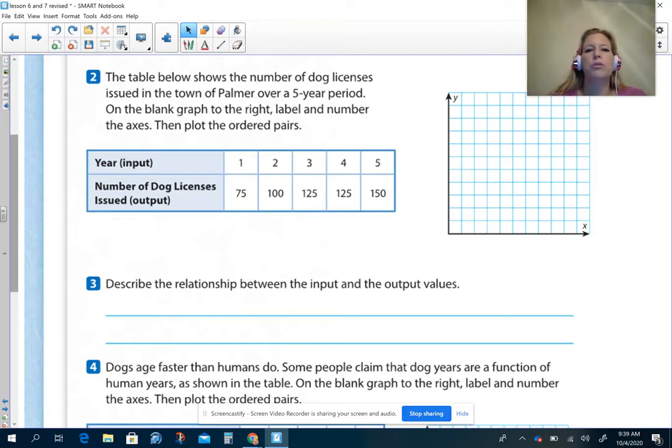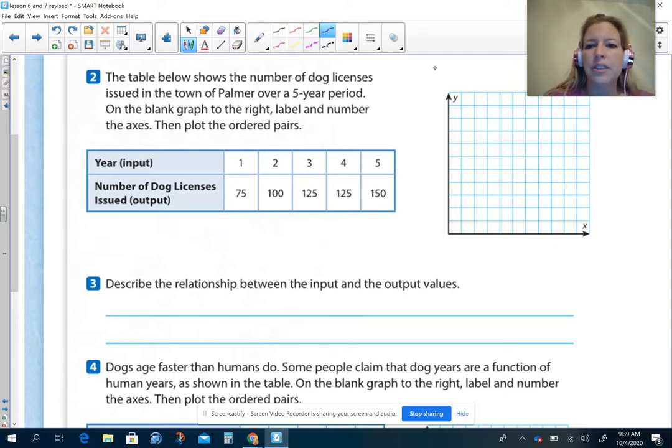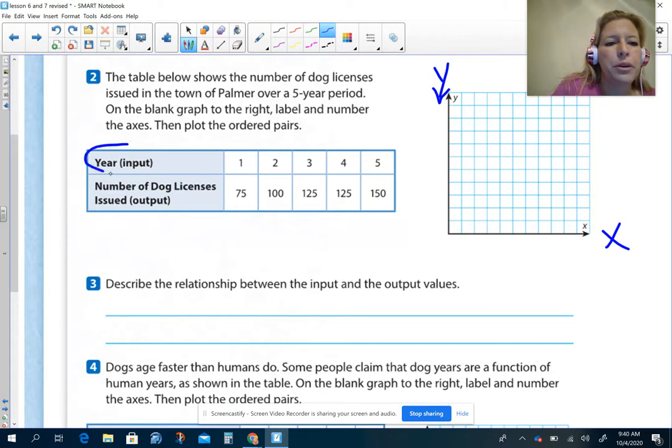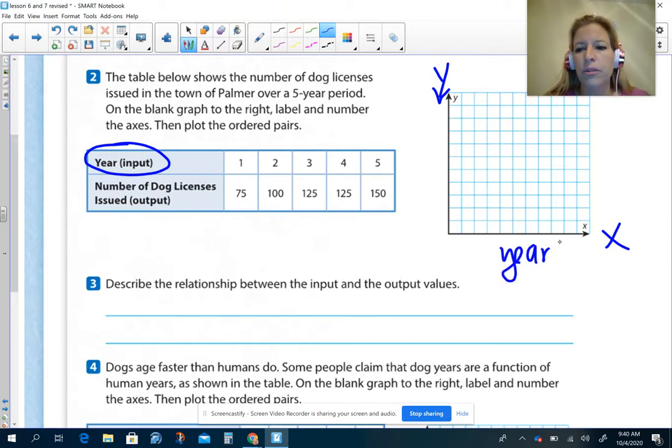So the table shows the number of dog licenses issued in the town of Palmer over a 5-year period. On the blank graph to the right, label and number the axis, then plot the ordered pairs. Okay, so as you can see, this is our y and this is our x. Our y goes up and down, it's our vertical axis, and our x goes side to side, it is our horizontal axis. Our input always is our x value, okay? So my year is always going to go at the bottom, and my output is always my y. So in this case, our output is the number of dog licenses.